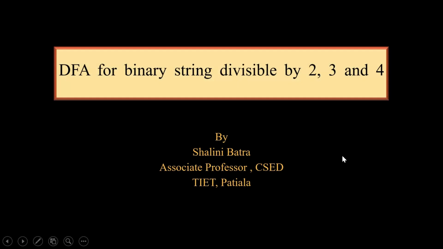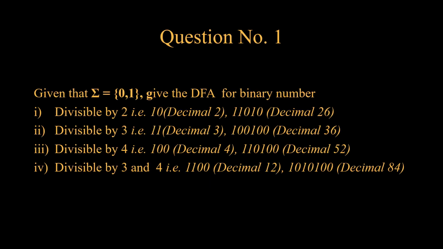Hello everyone. Today we will be discussing the generation of DFA for binary strings divisible by 2, 3 and 4. So the question is that given sigma is {0, 1}, give the DFA for binary numbers which are divisible by 2, divisible by 3, divisible by 4 and divisible by 3 and 4. That means it should be a common multiple of 3 and 4, something like 12 or 84.